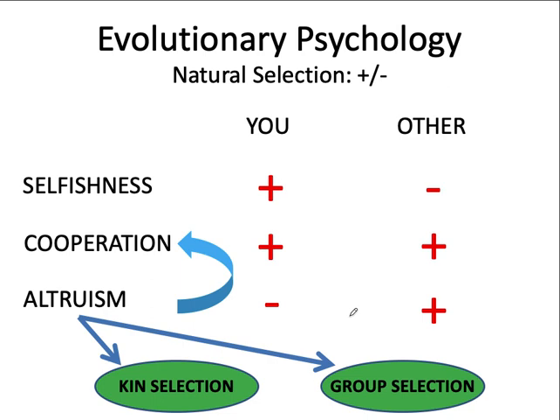And so the idea is that groups with more altruistic individuals would outcompete groups with fewer altruistic individuals, regardless of relatedness, regardless of how much of your genes you share with other individuals. Group selection is a much more controversial explanation for altruism. And so we'll focus more heavily on kin selection to explain altruism.